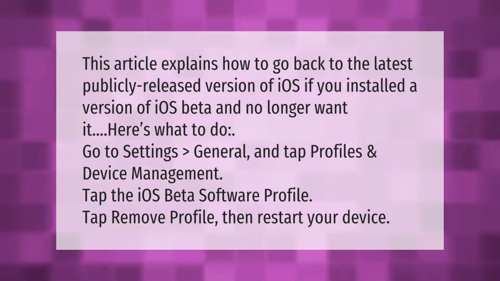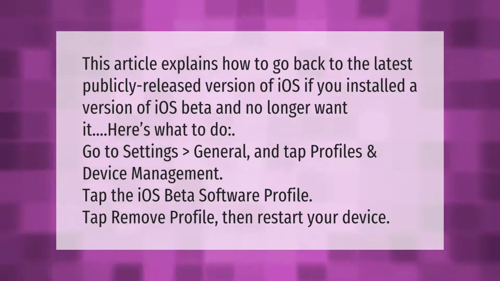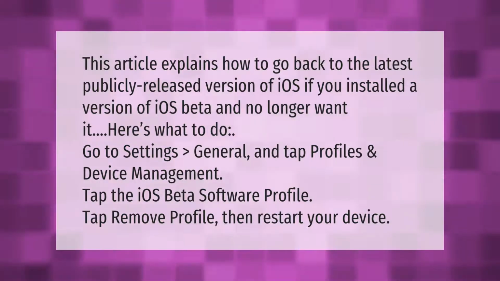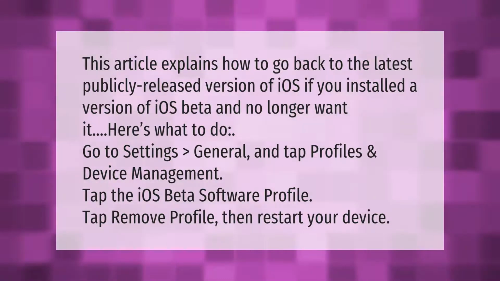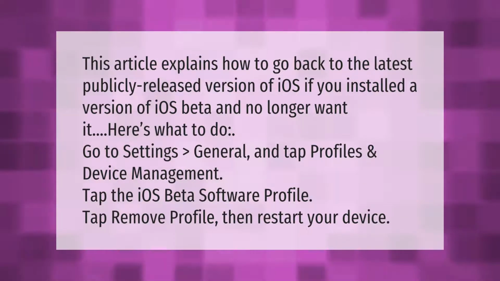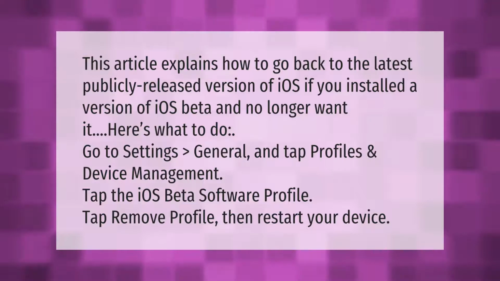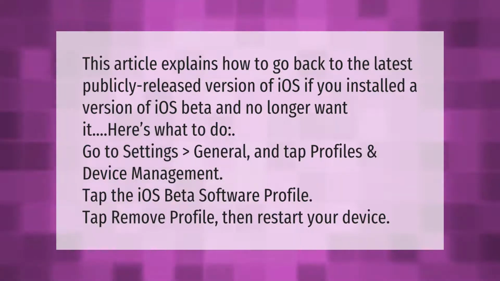This article explains how to go back to the latest publicly released version of iOS if you installed a version of iOS beta and no longer want it. Here's what to do. Go to Settings, General, and tap Profiles and Device Management. Tap the iOS beta software profile. Tap Remove Profile, then restart your device.